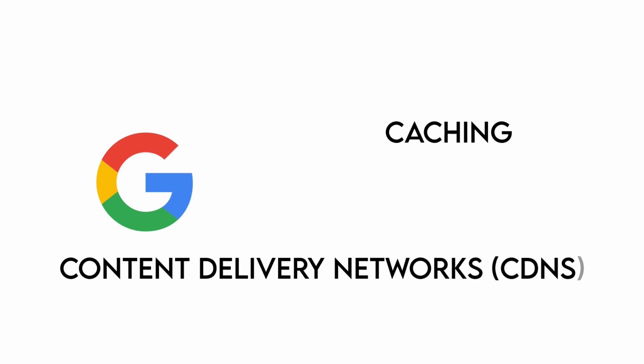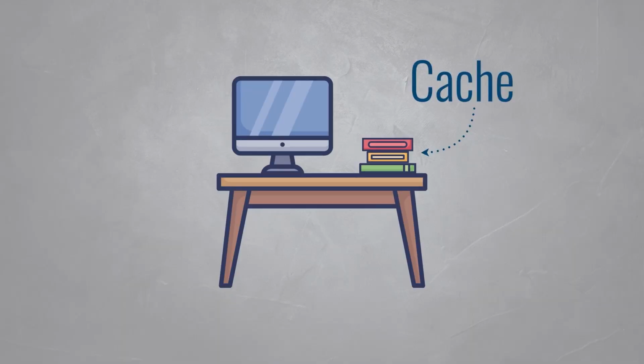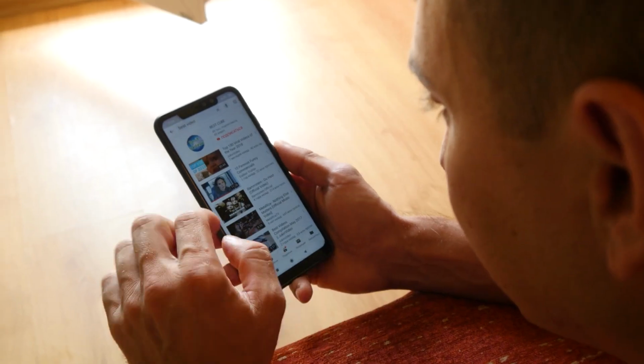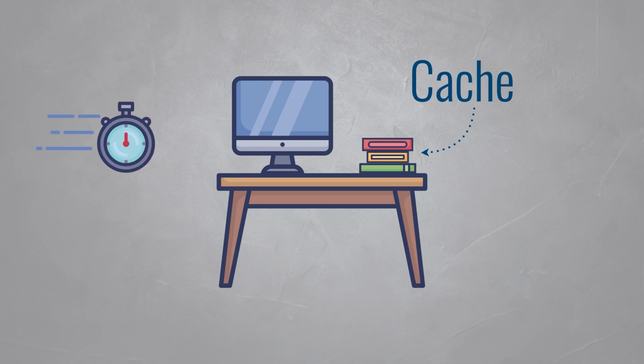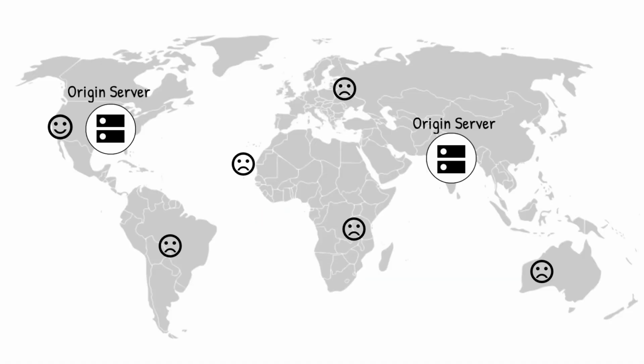To tackle this, Google leverages two powerful strategies: caching and content delivery networks, CDNs, fine-tuning them to deliver data at lightning speed. Caching stores popular data, like trending YouTube videos or frequent searches, on servers closer to users. CDNs take it further by placing data in regional hubs worldwide.